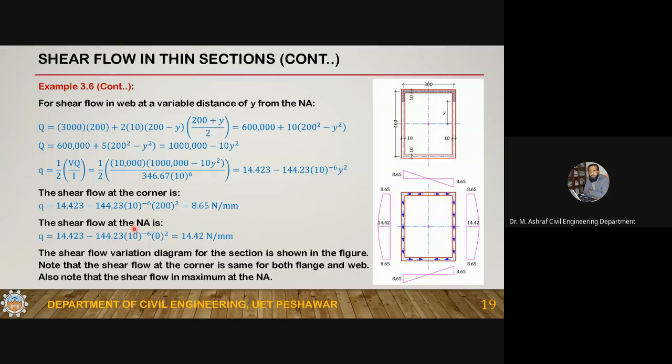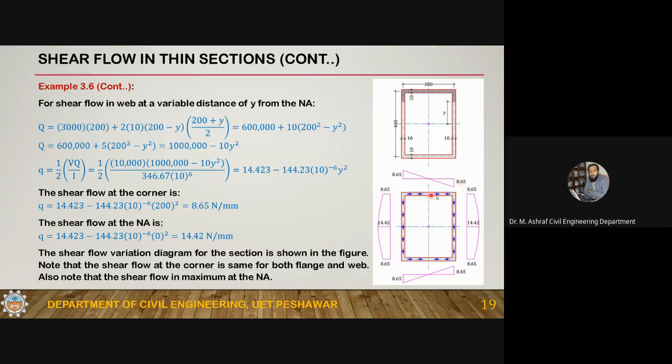You got various values of the shear flow. This is the shear flow. Here you can see starting from 0, it moves in this direction, then in the web reaches a maximum value, then decreases, and reaches a 0 value. And the same is for the other side also. So this is the maximum shear flow, 8.65.